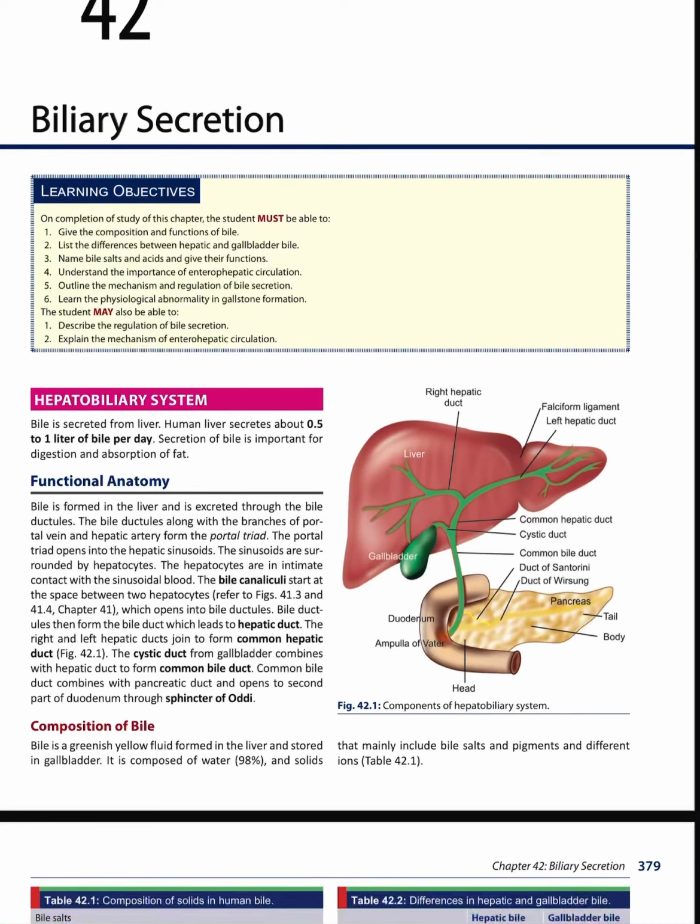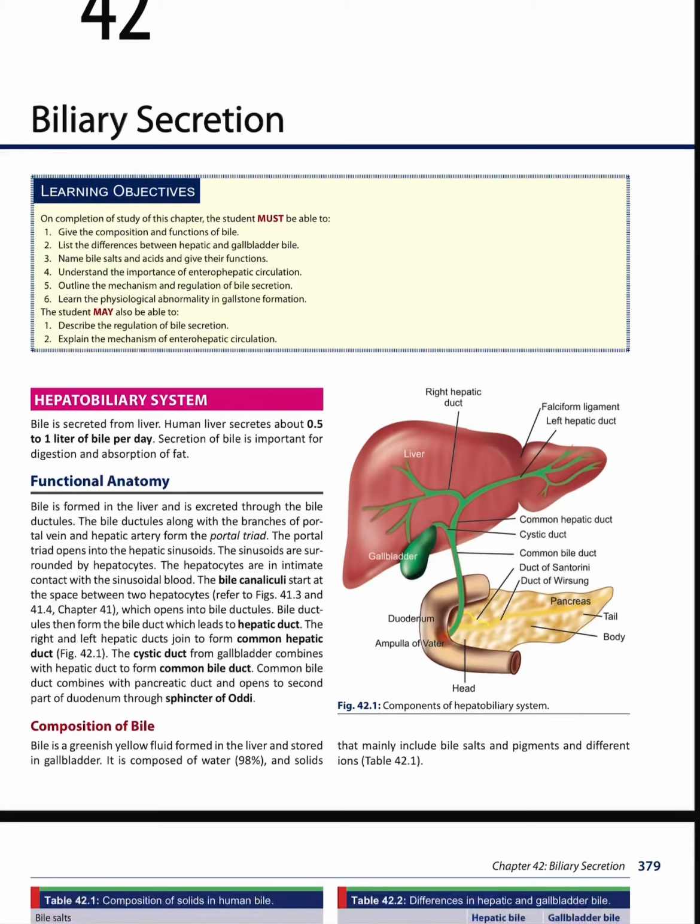Functional anatomy. Bile is formed in the liver and excreted through the bile ductule. The bile ductule, along with the branches of the portal vein and hepatic artery, forms the portal triad. The portal triad opens into the hepatic sinusoid. The sinusoid is surrounded by hepatocytes, which are in intimate contact with the sinusoidal blood.